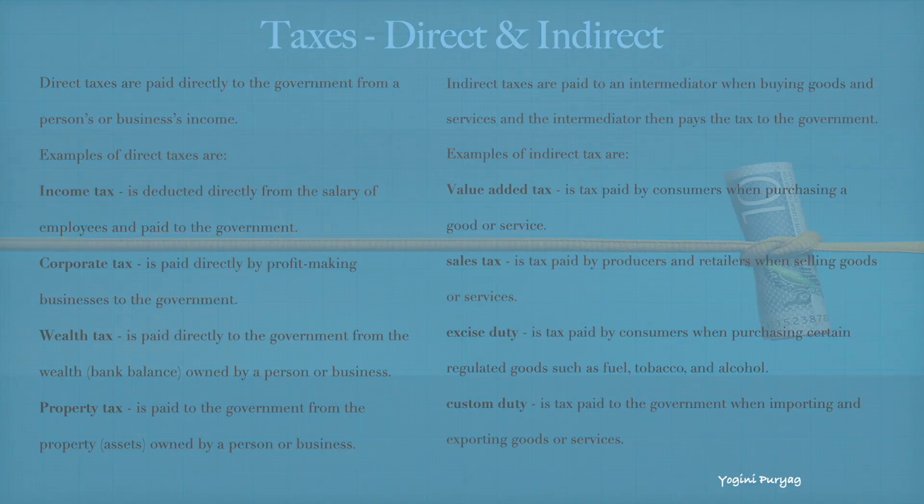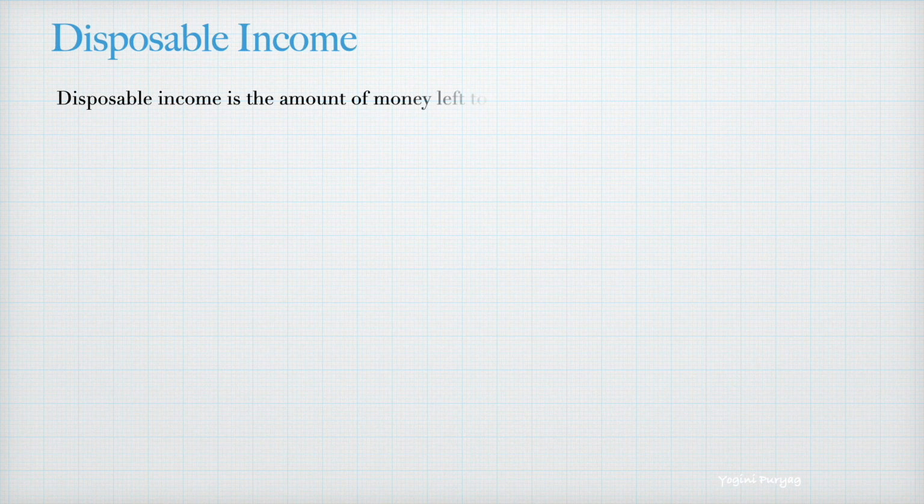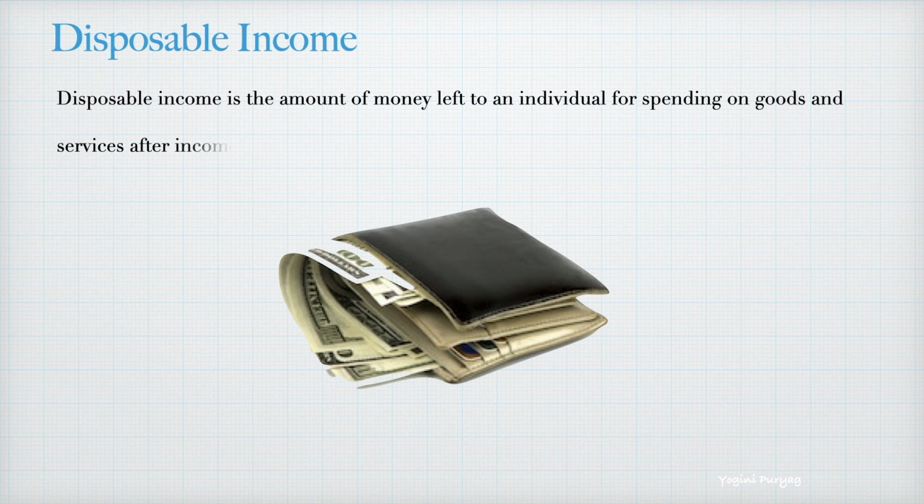Disposable income. Disposable income is the amount of money left to an individual for spending on goods and services after income tax has been deducted.